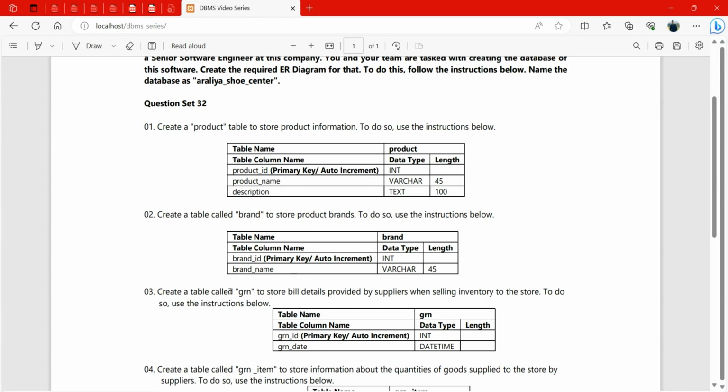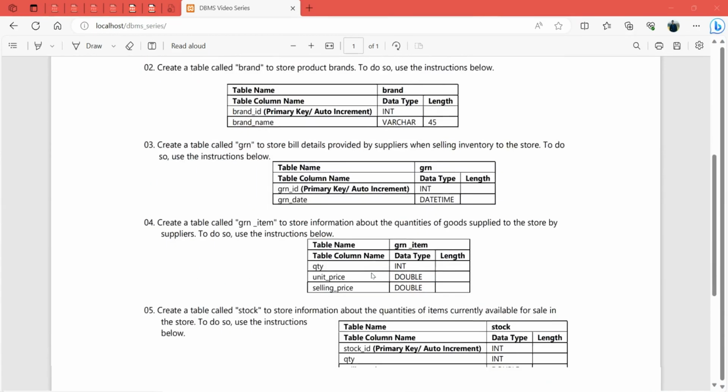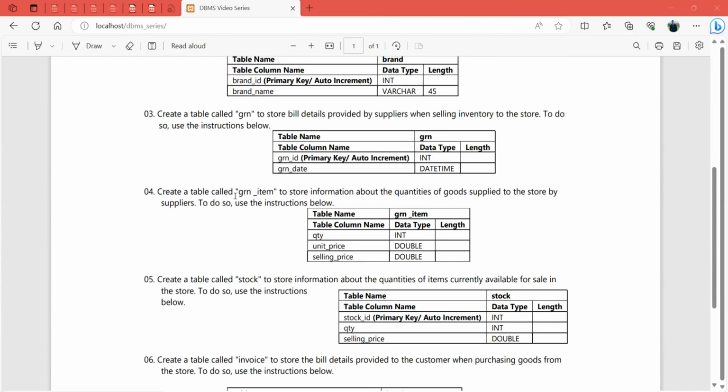In the third question they have told us to create a table called GRN. In this GRN table they are going to store bill details provided by suppliers. The fourth one, we need to create a table called GRN item to store the information about the quantities of goods supplied to the store by suppliers.